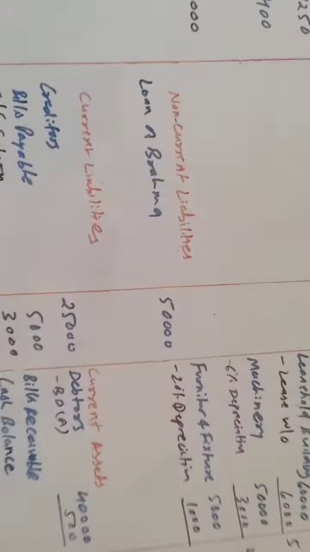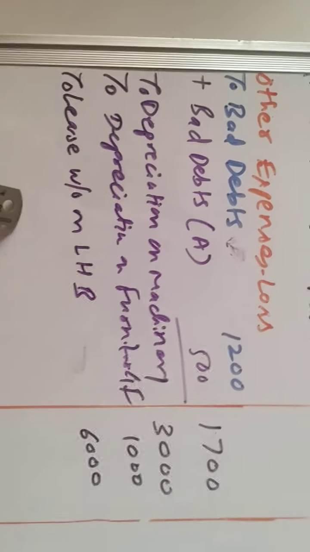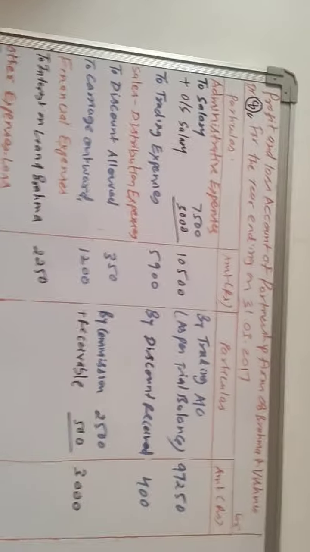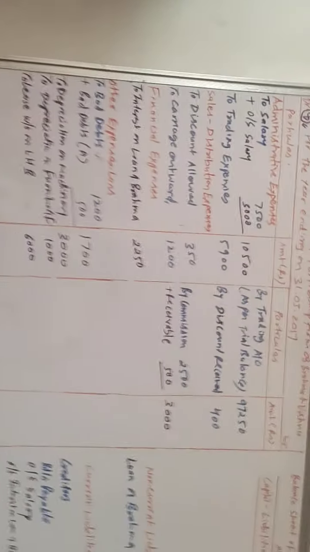Lease write off is generally considered as a depreciation. So here it is lease write off on leasehold building 6,000. Where do we give the second effect? We give the second effect at the debit side of profit and loss account.